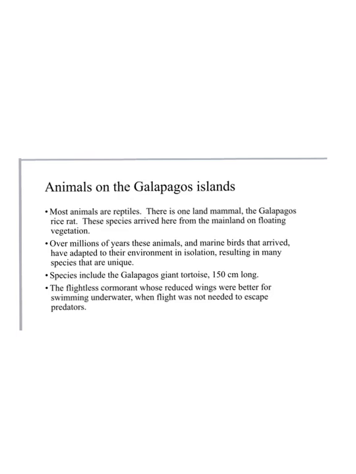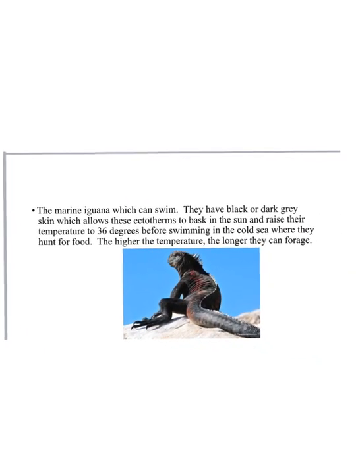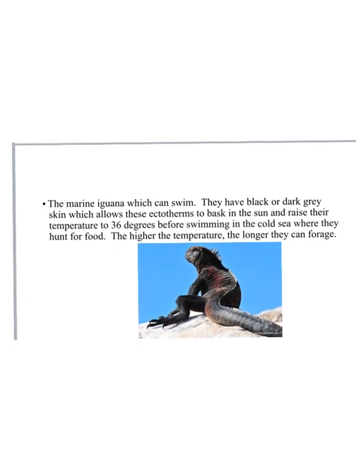Species include the Galapagos giant tortoise, which is over 150 centimetres long and found nowhere else in the world. The flightless cormorant, whose reduced wings were better for swimming underwater when flight was not needed to escape predators. And the marine iguana, which can swim. They have black or dark grey skin, which allows these ectotherms to bask in the sun, raise their temperature to 36 degrees, and then this allows them to swim and dive into the cold seawater where they hunt for food. The higher the temperature, the longer they can forage.